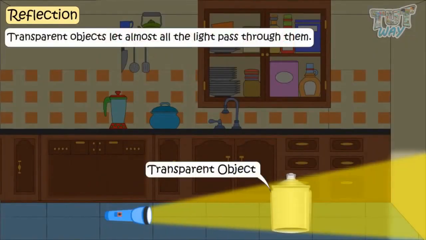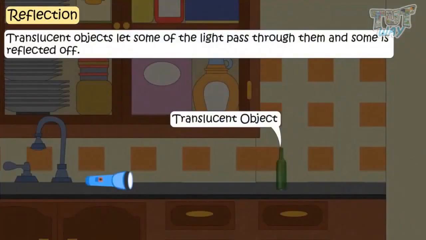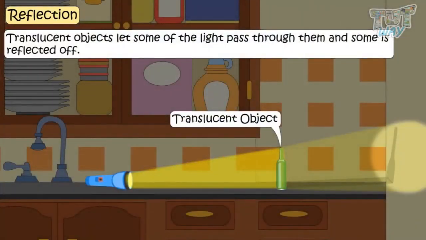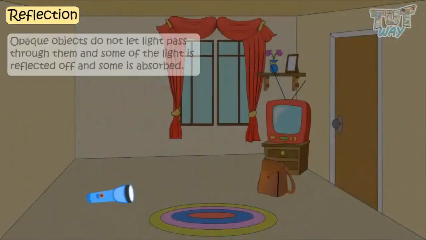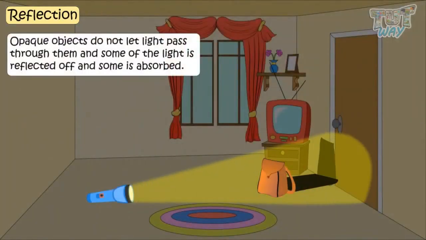Transparent objects let almost all the light pass through them. Translucent objects let some light pass through them and some is reflected off. This is why you cannot completely see through translucent objects. Opaque objects do not let any light pass through. So some light is reflected off and some is absorbed.